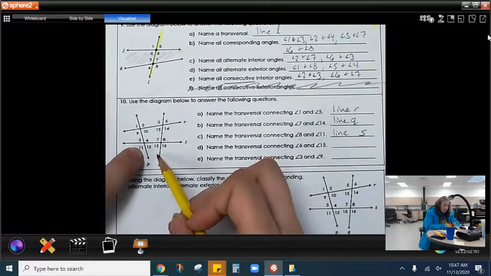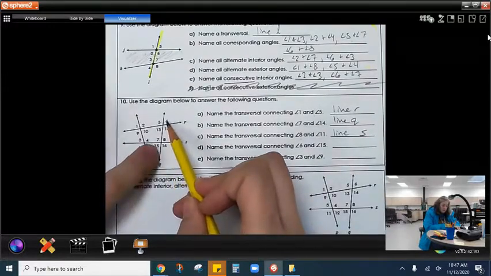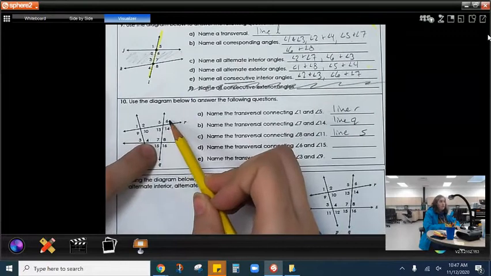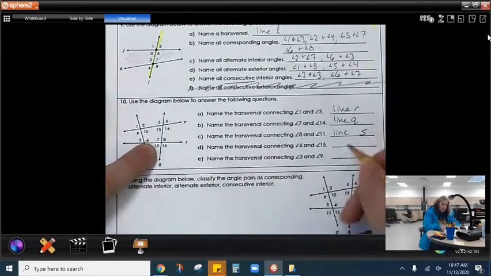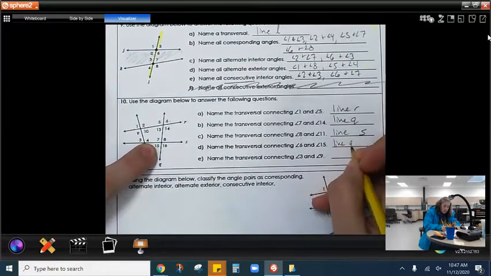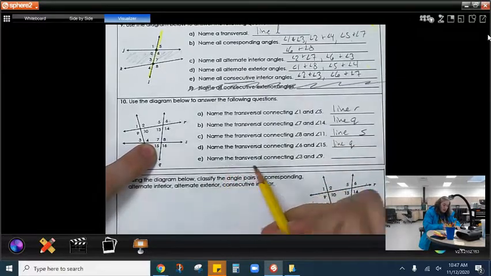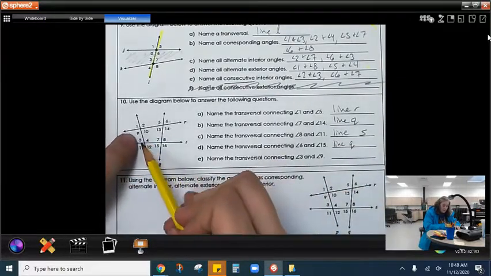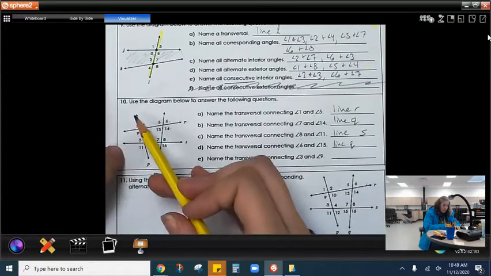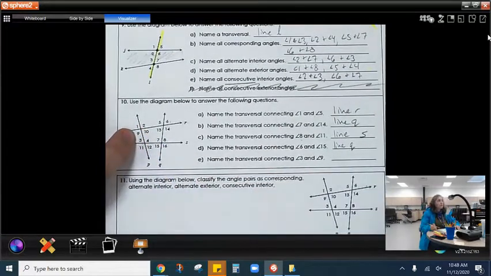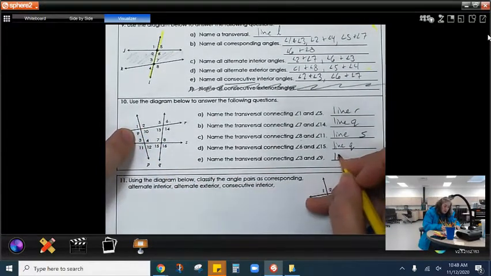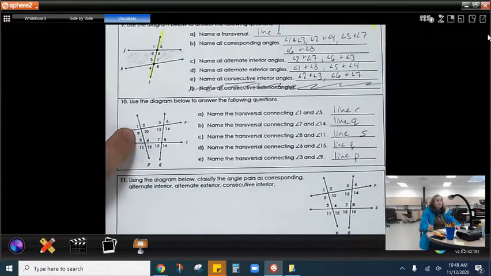Angle 6 and angle 15, which is their transversal? Which line do they both touch? Line Q again. And then the last one, name the transversal connecting angle 3 and angle 9. Which transversal do angle 3 and 9 both touch? And that is line P.